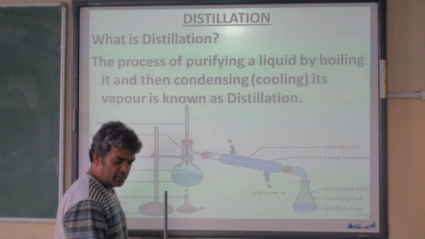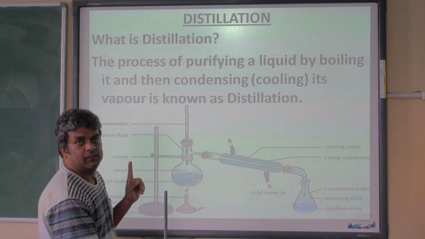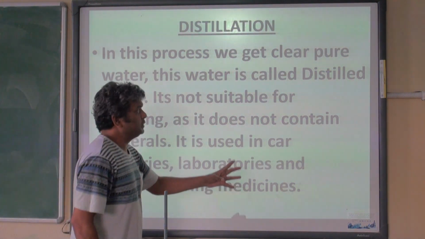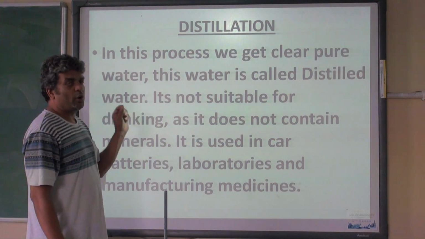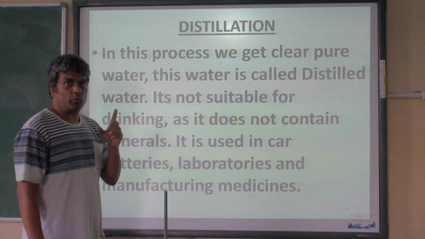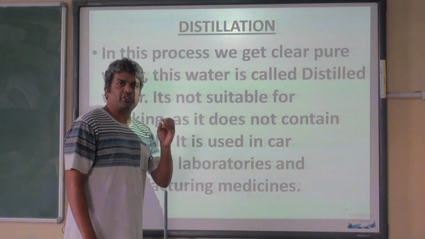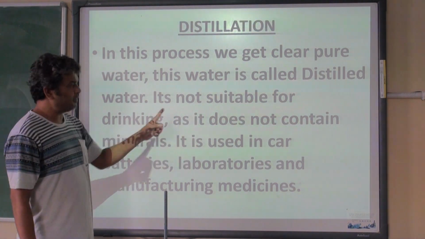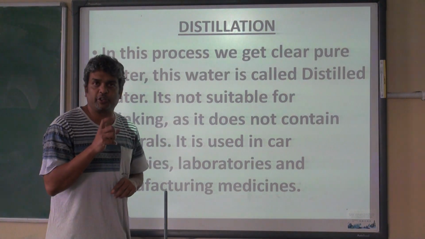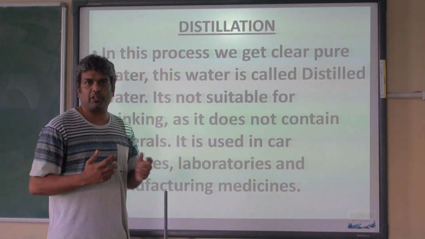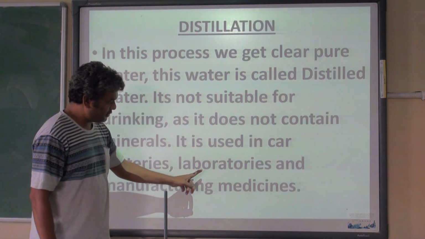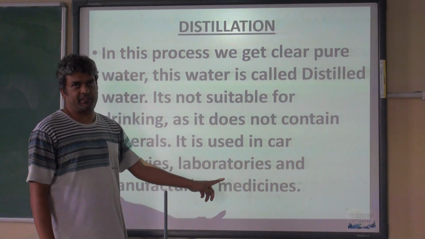Okay. So this is about separating soluble solids. Now, distillation. The liquid which you got, remember, is clear, pure water. And this water is called distilled water. Now that water you cannot drink. Why? Because it has no minerals in it. It's not suitable for drinking as it does not contain minerals. So that water we usually don't drink it because it has no minerals. It is useless for us. But that water is used in car batteries, laboratories and manufacturing medicines. Okay.